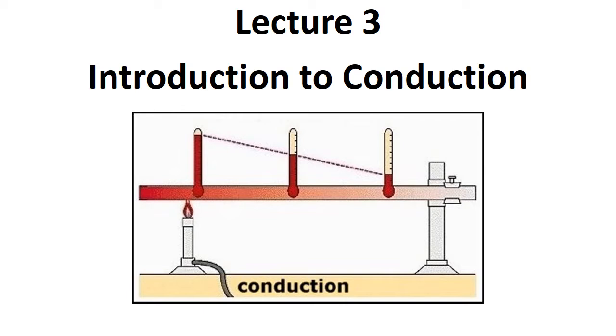Now in lecture 3, we are going to start the detailed discussion about conduction. In this lecture, we will learn how the conduction rate equation comes into existence. We will learn the different thermal properties of the material, and finally we will learn the heat diffusion equation in Cartesian coordinate system, in cylindrical coordinate system, and in spherical coordinate system.